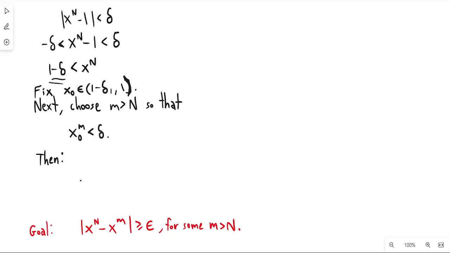we have that x to the n minus x to the m, again, x to the n we know was bigger than 1 minus delta. And then, sorry, this should be x naught. And our x naught to the m, we just figured out was less than delta by our choice of m. So that means that this difference is bigger than 1 minus delta minus delta, which is 1 minus 2 delta.